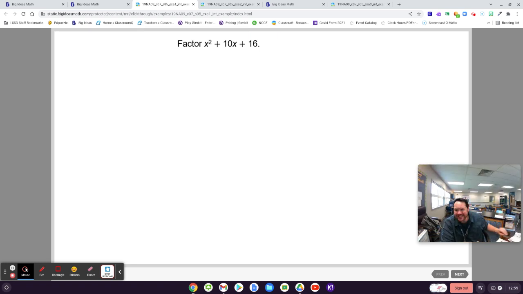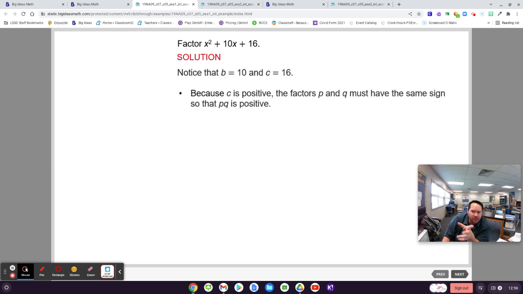Our C value is 16. So we need to think of two numbers that we can multiply to give us 16. But then those two same numbers we have to add up to get 10. So what two numbers can you multiply to 16 that add up to 10? If you said 2 and 8, you're correct. So they're going to walk us through this. You might want to jot these down in your notes.